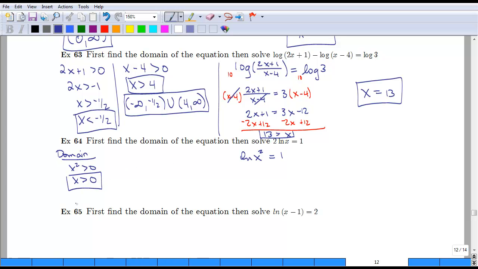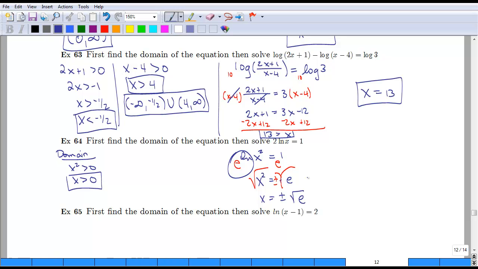So there's our domain. And now if we solve this equation, again, we need to use e in this case. So we're going to have e, and then both sides are going to become our exponents. So the e and natural log are going to get rid of each other, and we're going to be left with x squared equals e to the first, and anything to the first power is just itself. Again, remember that e is just a number. So now to get rid of the square, we're going to take the positive and negative square root of e, which gives us that x is equal to plus or minus the square root of e.